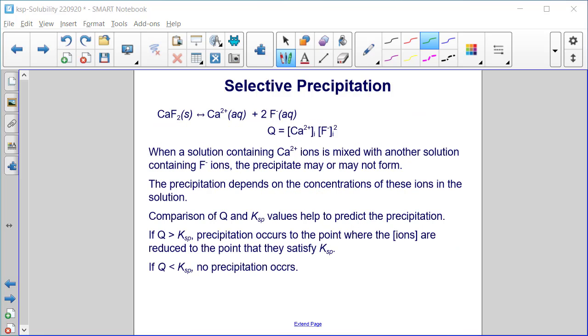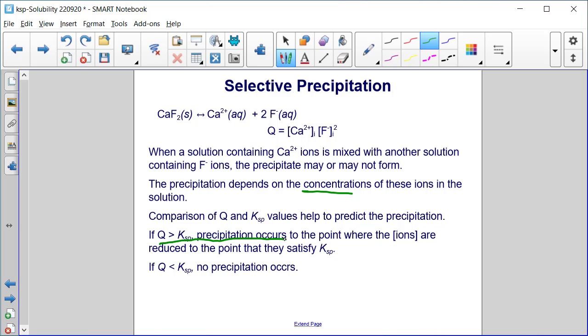When a solution containing calcium ions is mixed with another solution containing fluoride ions, the precipitate may or may not form. The precipitation depends on the concentrations of these ions in the solution. Comparison of Q and Ksp values help to predict the precipitation. If Q is greater than Ksp, precipitation occurs to the point where the concentration of the ions are reduced to the point that they satisfy Ksp.